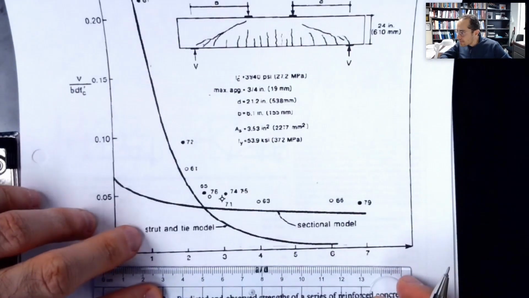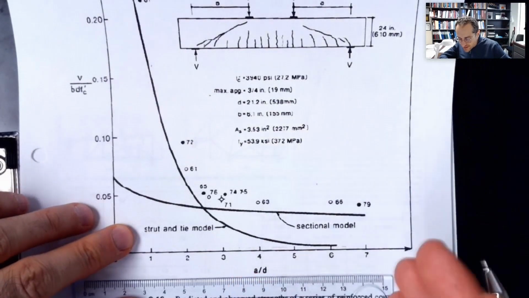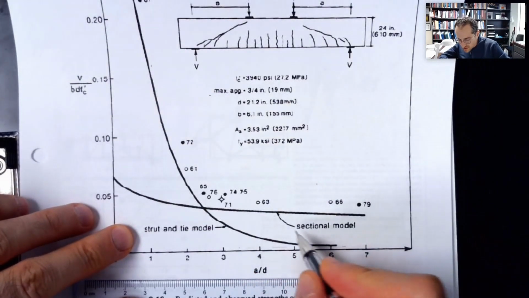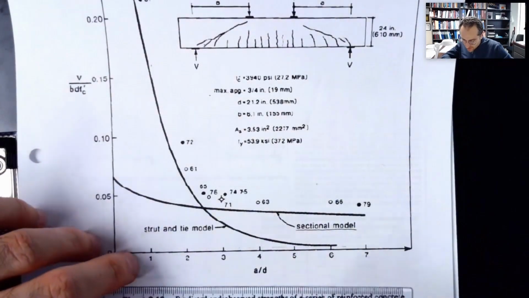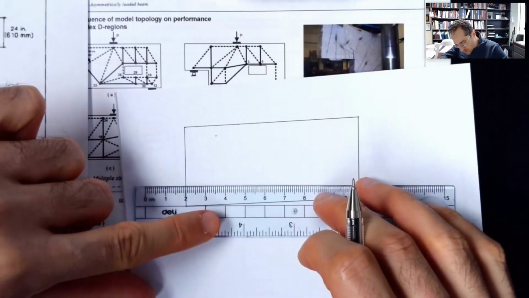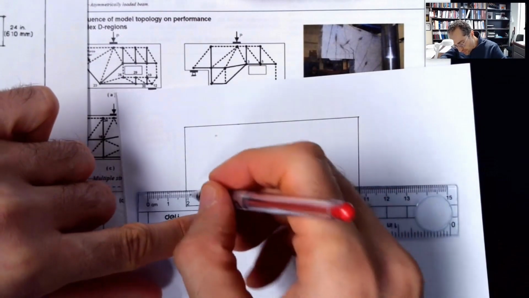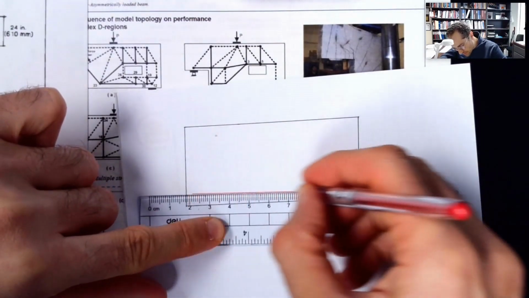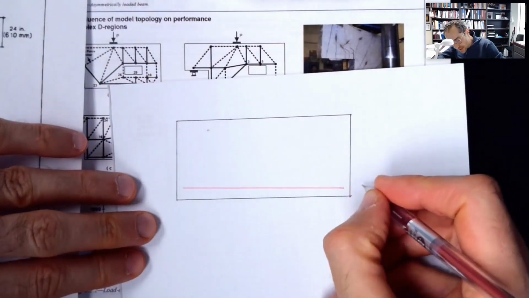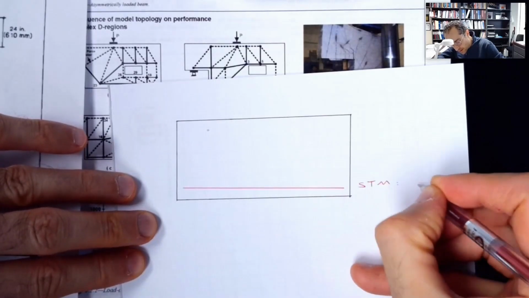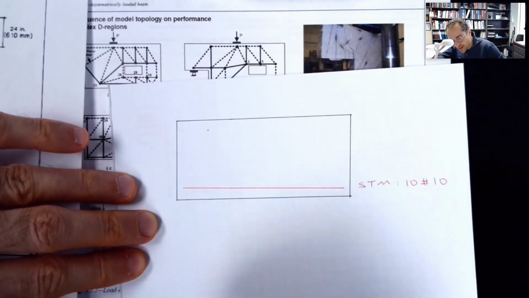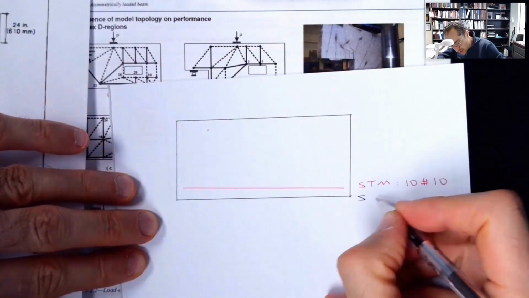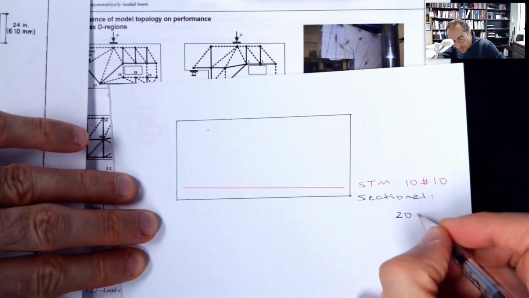And I get questions about strut-and-tie. What if we don't use it? What if we just use the sectional method for everything? So the issue, when you use a sectional method, let's say you have a deep member, and you need to put reinforcement at the bottom, at this location. You calculate this reinforcement. STM is telling you 10 number 10 bars, and sectional is telling you 20 number 10 bars.